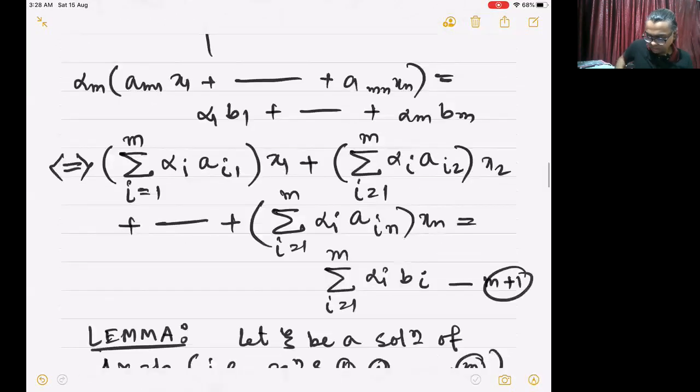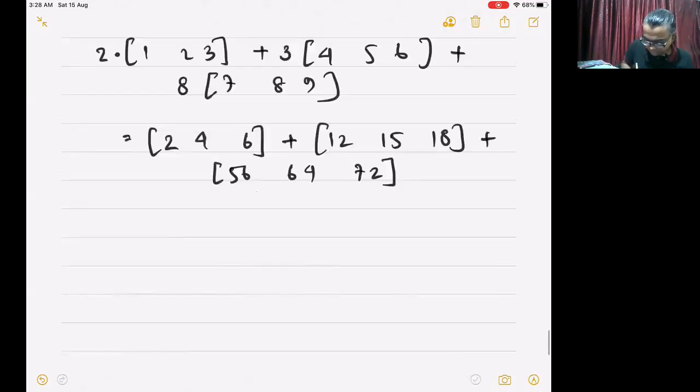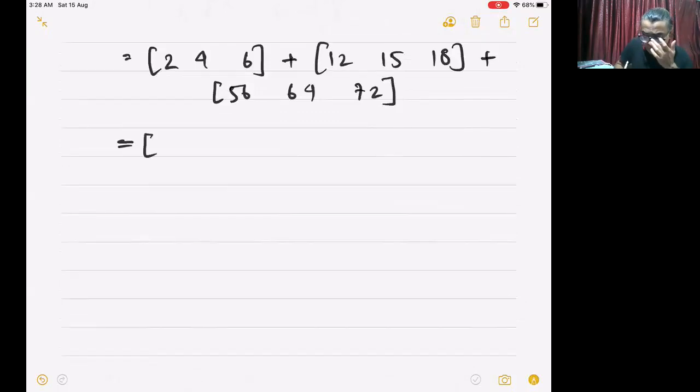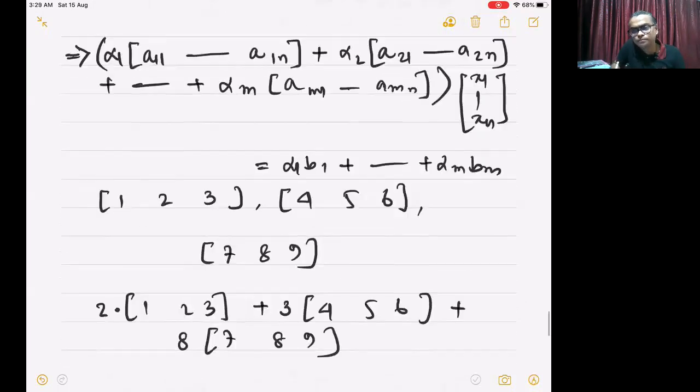And of course, the result is 2 plus 12, 14, plus 56 happens to be 70. This is 4 plus 15, 19, plus 64 is 83. Then 6 plus 18 is 24, plus 72 is 96. This is a linear combination of rows. But likewise, you have a linear combination of rows here.